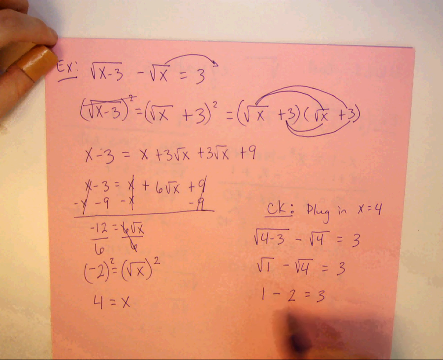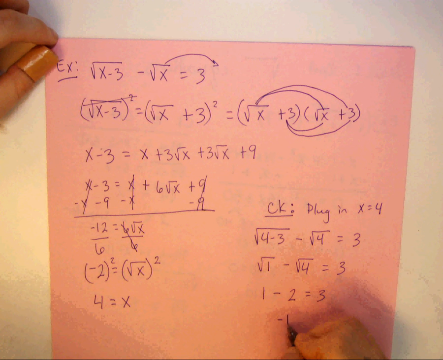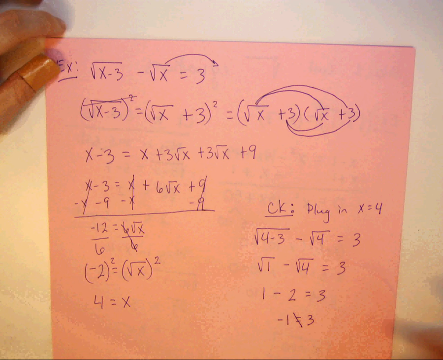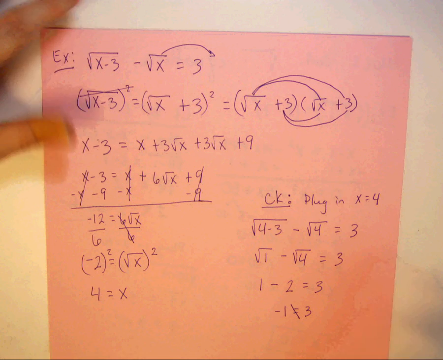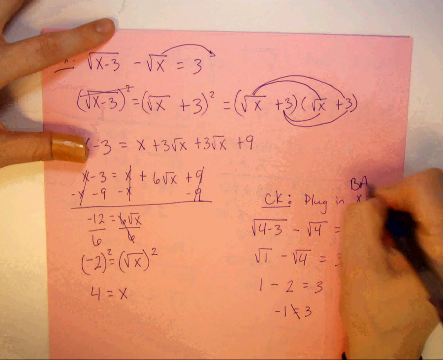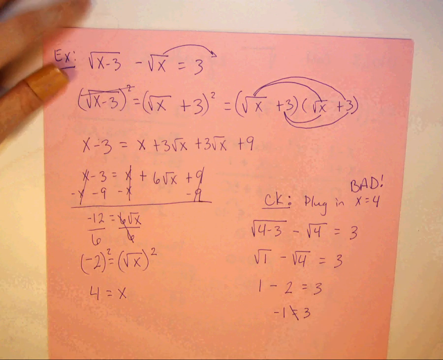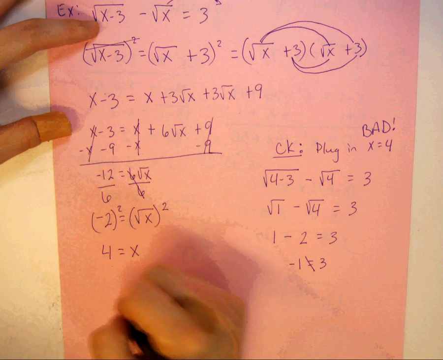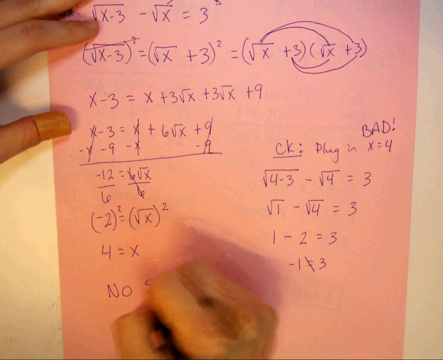And I'm pretty sure that is not true. 1 minus 2 is negative 1. And that definitely does not equal 3. So, again, bad. It is not 4. He is an imposter. So what does that mean? I don't have any other options. So I actually have no solution at all.